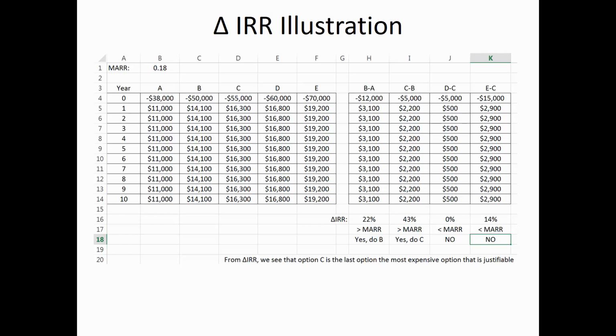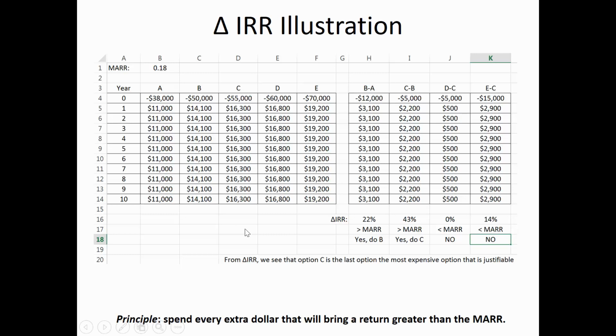Now, I guess probably to be really sure that all of these were okay, what we should have done was calculated the internal rate of return of each of them to do an initial screening. And that's what I'll ask you to do on today's in-class exercise: start with an initial screening of all the options, give them a thumbs up or a thumbs down, and then do the incremental analysis. The principle here is that you should continue to choose the most expensive option as long as the increment will be greater than the minimum acceptable rate of return. So spend every extra dollar that'll bring a return greater than the MAR.